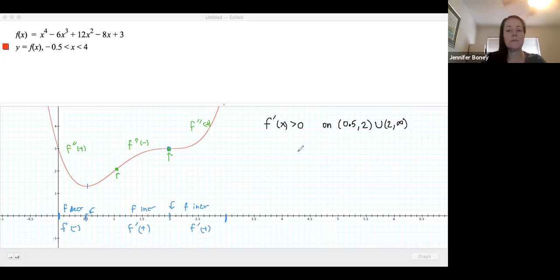So I've got this, oh wait, what was I looking at? I said less than 0, and I wrote the greater than 0. Sorry, apologize for that. Let me just change what I wrote. Eraser. This is going (0.5 to 2, and then 2 onward. That's where f prime of x is positive. Sorry about that. I'm still trying to get it to write.